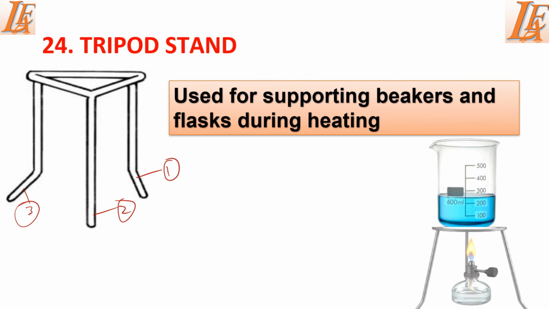Like in this case, we have our Bunsen burner here. Then we have this as our tripod stand, and then in between here we have a wire gauze, which is used to distribute heat evenly. Therefore, it's used to support this beaker.